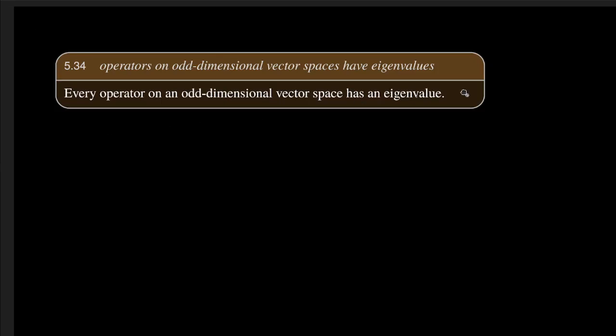Okay, finishing it off. This is kind of a fun one. So we're going to show that every operator on an odd dimensional, and I guess I should add here, real vector space has an eigenvalue. Okay, proof. Let's do it.